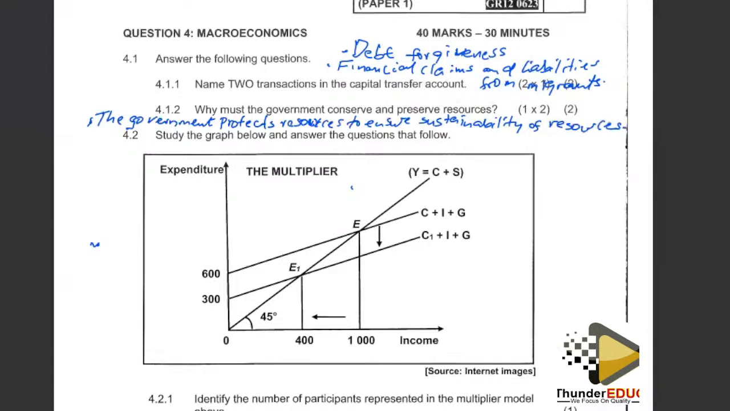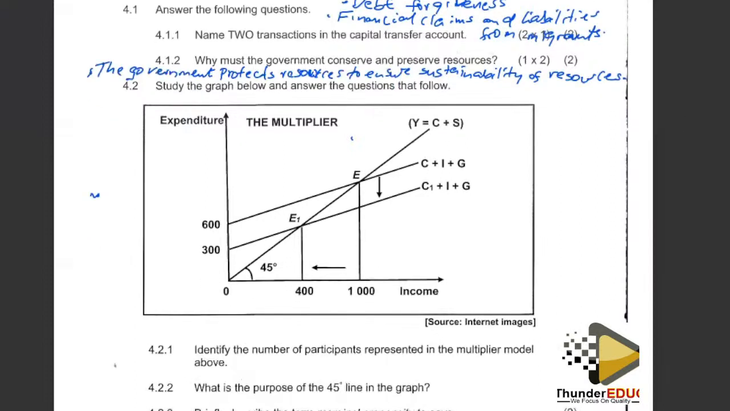Okay, right, grade 12. So now let's move on to the next question. The next question that we are moving on to is question 4.2, and 4.2 reads as follows. Study the graph below and answer the questions that follow. If you check, this is actually a multiplier, and you should know what this multiplier is.